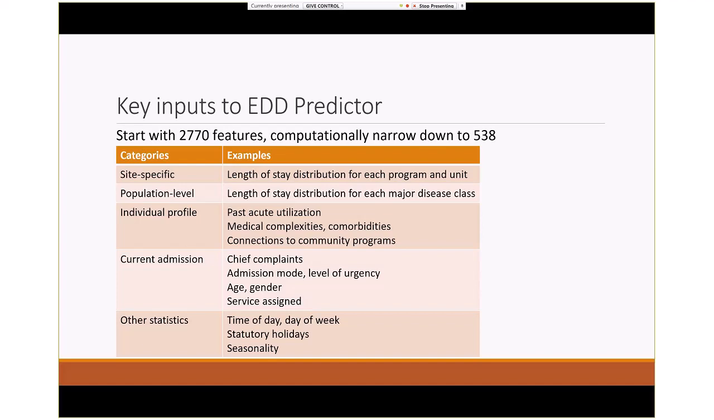So if a patient comes in with diabetes, for example, what is the typical length of stay that person has? We also look at individual patient data, like their past acute utilization, their past comorbidity, and whether they are already connected to any community programs like home health. We also look at other statistics like chief complaints, age or gender, so similar to predicting readmissions, there's some overlap of features here. And also time of day and week, overlap with statutory holidays, seasonality, and so forth.